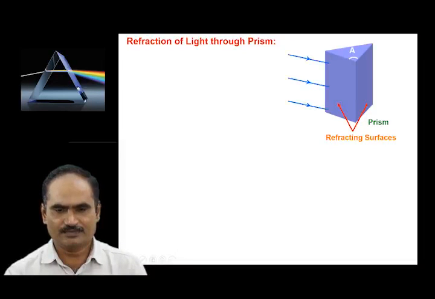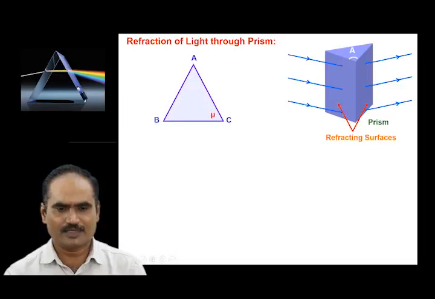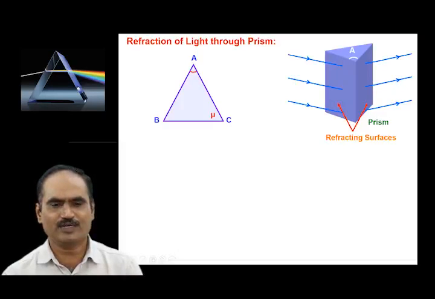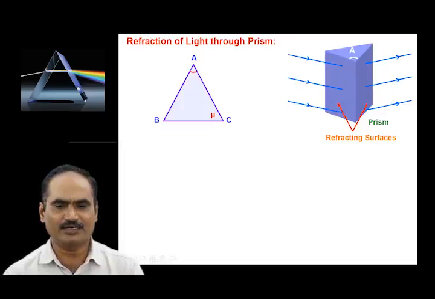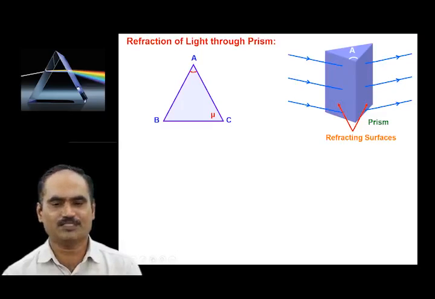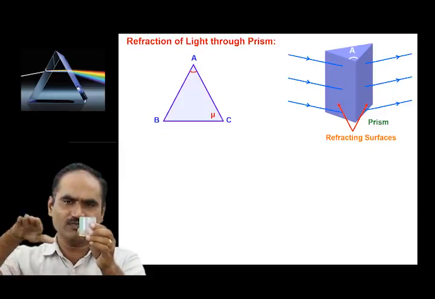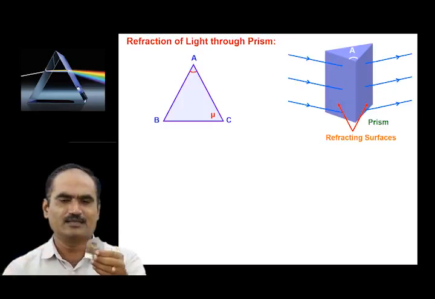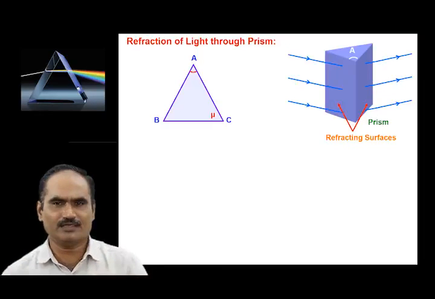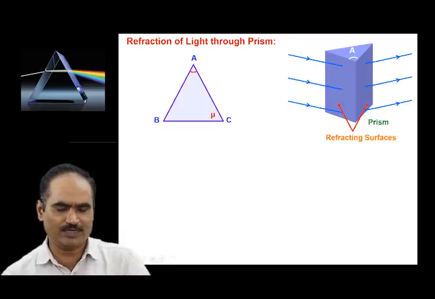Now you see here ABC. It appears to be a triangle, but it is not a triangle; we will take it as a cross section of the prism. Means if you cut this into a number of slices, you will get one slice. That one slice is what I have drawn there. That is ABC.